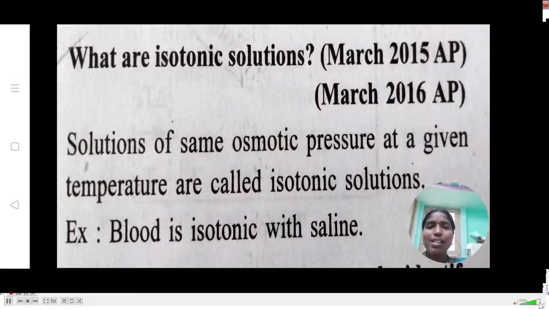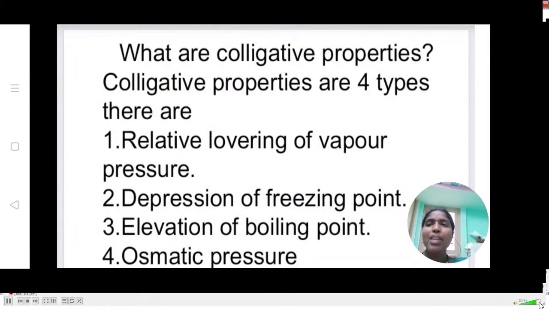Okay, this is the isotonic solutions. Let us go to the next question. What are the colligative properties? So here 4 types of colligative properties are there. One is relative lowering of vapor pressure. Second is depression of freezing point, third is elevation of boiling point, and fourth is osmotic pressure. Okay, this is the answer.